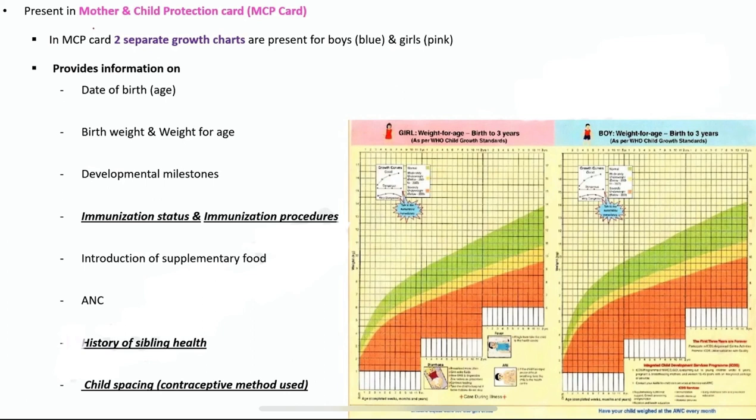So all of that has to be recorded, and the immunization status and the immunization procedures will also be recorded in this growth chart. The various immunization procedures and the current immunization status of the baby, how many immunization schedules have been followed, and what are the remaining ones. All of that information will be provided.